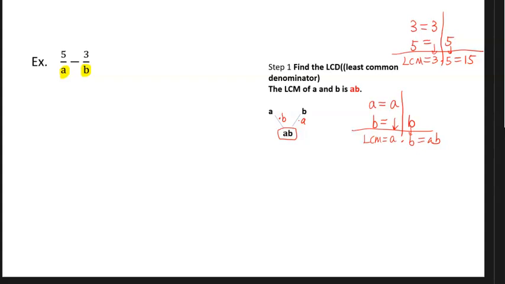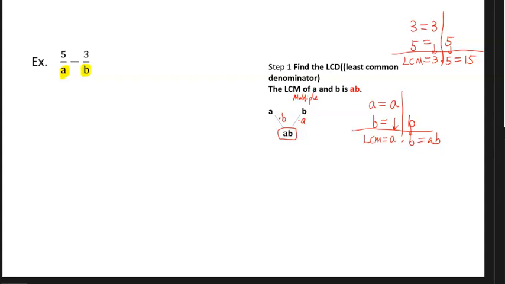Now, if you understand the definition of LCM, M means multiple. So a multiple means you take a, multiply by something, and you get this. You take b, multiply by something, and you get this. In other words, ab contains a, of course, you can see a is in there. ab also contains b because b is in there. So this is called a common multiple. A common multiple must contain everything given.